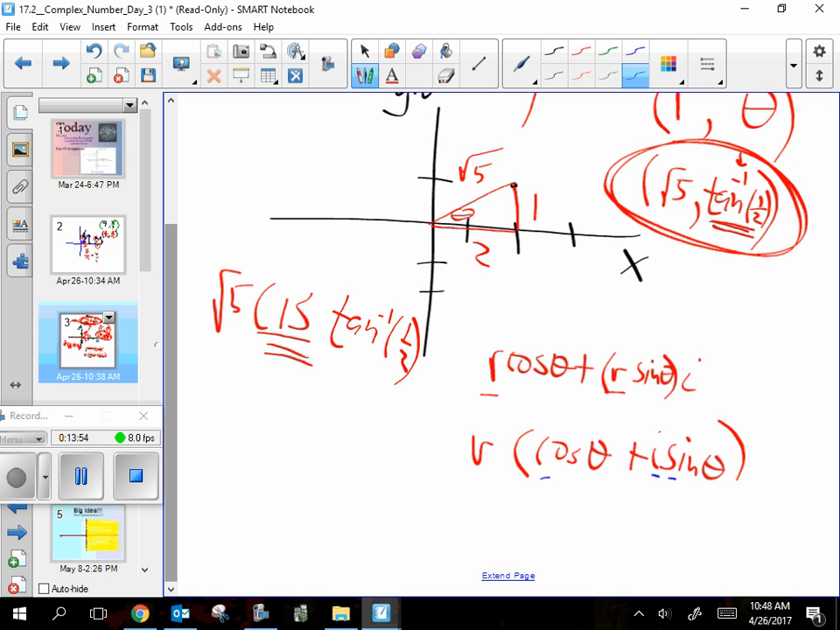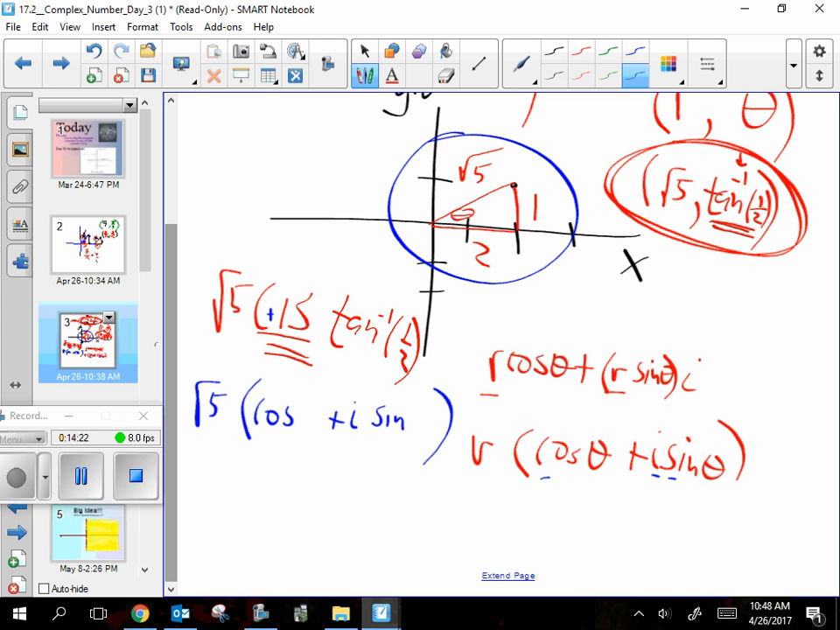Now here's how it actually works then. In my problem here, I had square root of 5 times cosine i sine. In fact, I like to even put a little plus in there, C plus IS, cosine plus i sine. You don't have to, but a lot of times people forget it's actually cosine plus i sine. And I'm just writing theta here, even though I know it's technically inverse tan of 1/2.